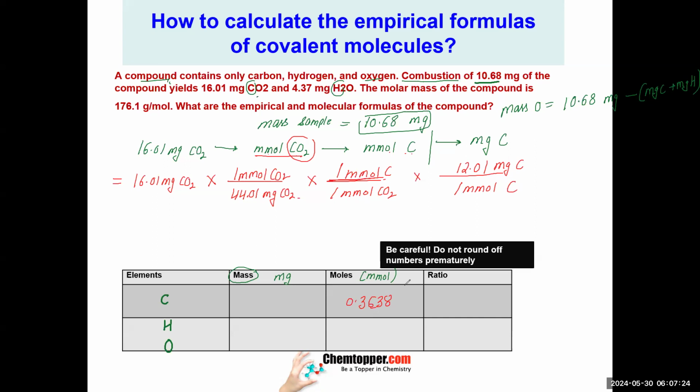So when you are working with millimoles, work with milligrams. And no change. Same atomic masses, same molar masses. Right? How much are you getting? You are getting milligrams of carbon as 4.3690. Ready for hydrogen now?